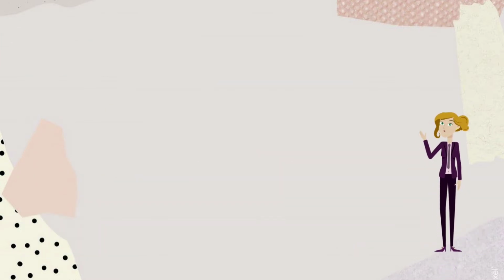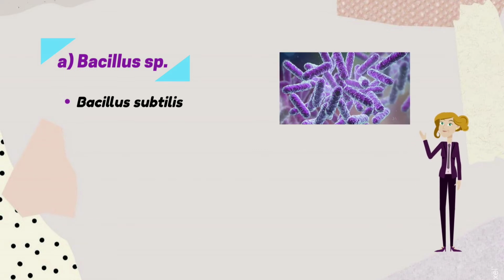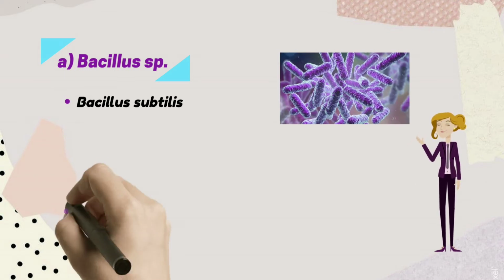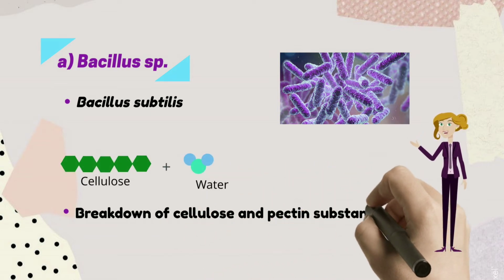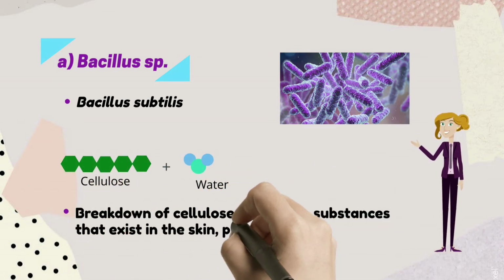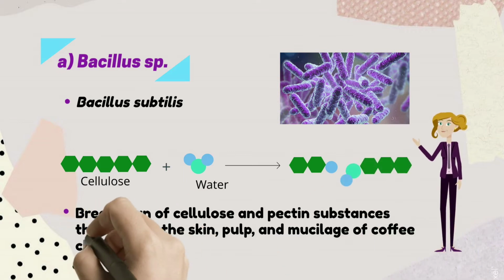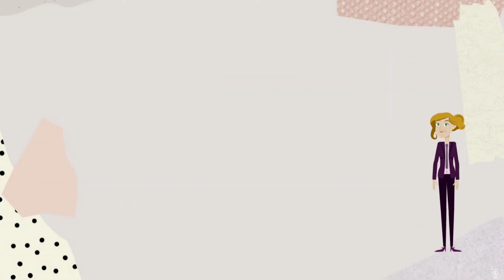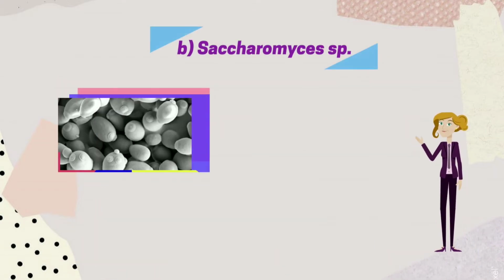The first microorganism is Bacillus species, or to be specific, Bacillus subtilis. The function of Bacillus subtilis is the breakdown of cellulose and pectin substances that exist in the skin, pulp, and mucilage of the coffee cherries. The second microorganism is Saccharomyces species.